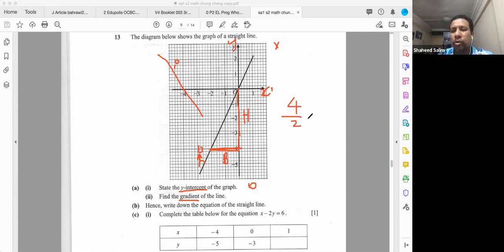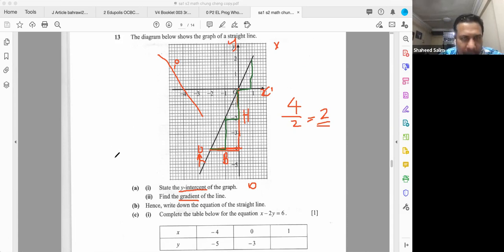So you can see 4 divided by 2. That means the gradient is 2. What does it mean? It means every time you move the x by 1, this thing will go up by 2. 1, 2. Can you see? You move it by 1, the height will go up by 2. That means this is 2x.